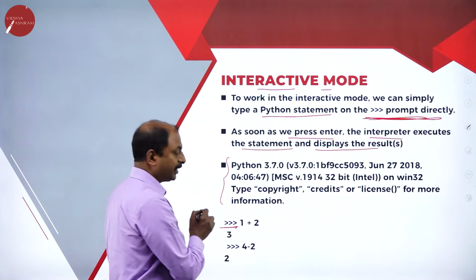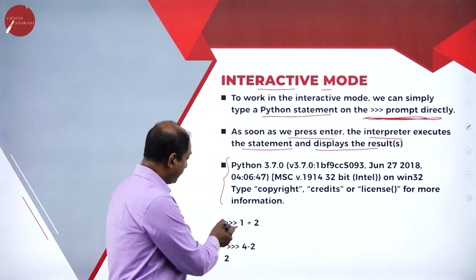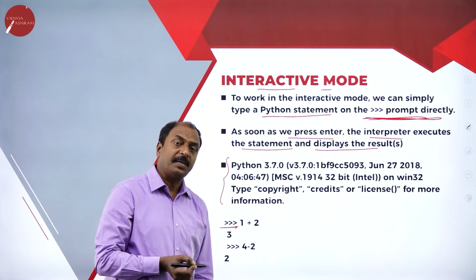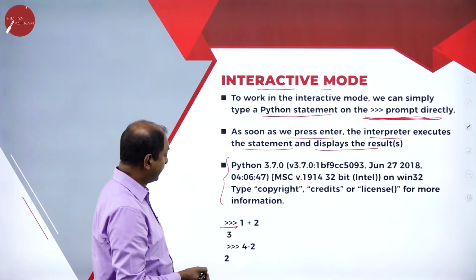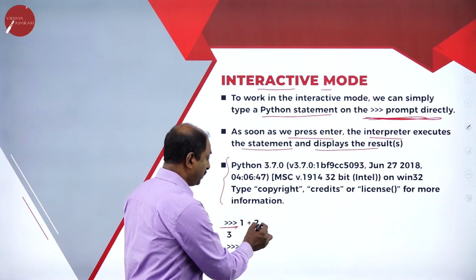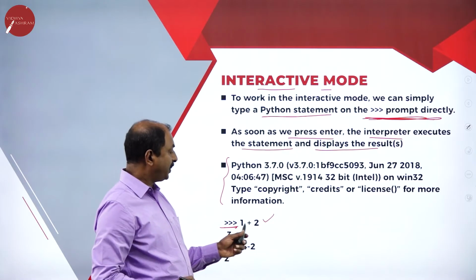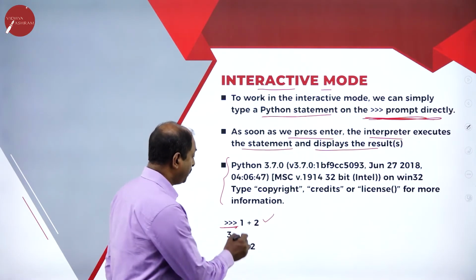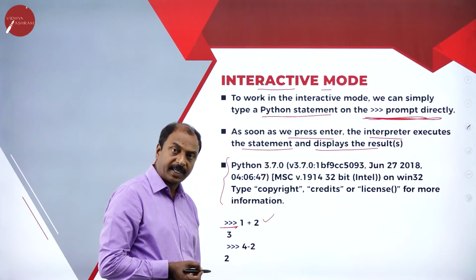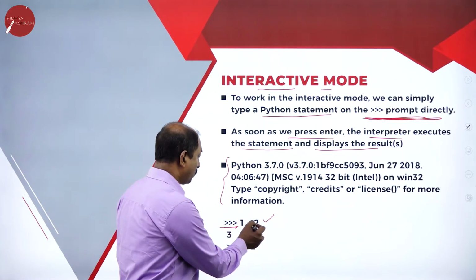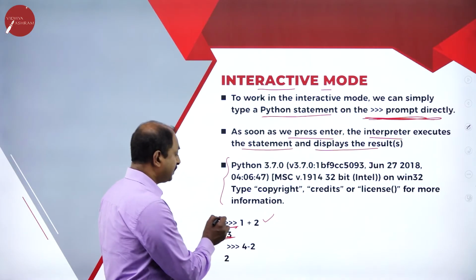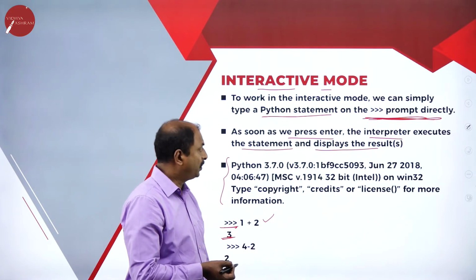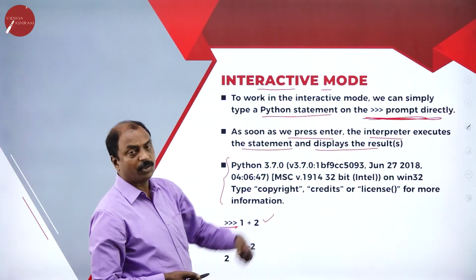See, this is where you get the prompt at the beginning. This is the place where you type the statements one by one. For example, here we have written 1 plus 2. This is one of the statements. As soon as you press enter, it is going to execute the statement. 1 plus 2 is an arithmetic expression. It adds 1 plus 2 and the result 3 is displayed on the next line. So this is how we work in interactive mode.